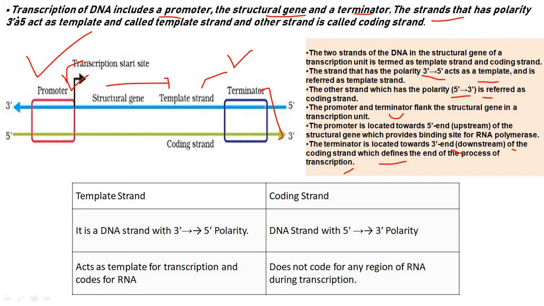Okay, here is the difference between the template strand and the coding strand. You can see the template strand is the DNA strand with 3' to 5' polarity, which acts as a template for transcription and codes for RNA. The DNA strand with 5' to 3' polarity is the coding strand. It does not code for any region of RNA during the transcription.